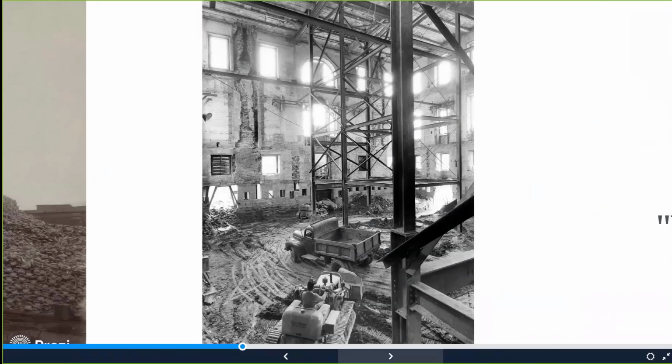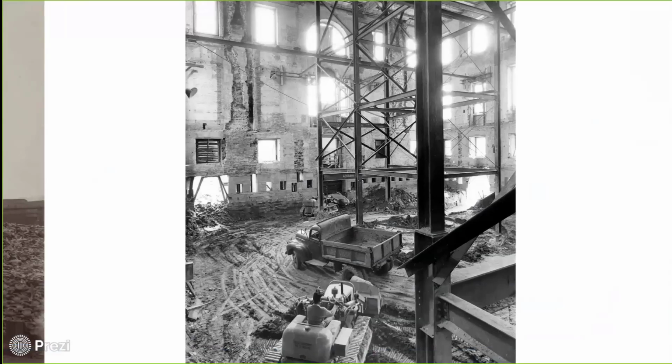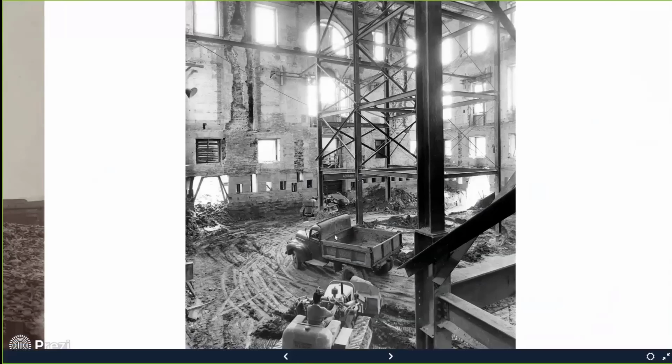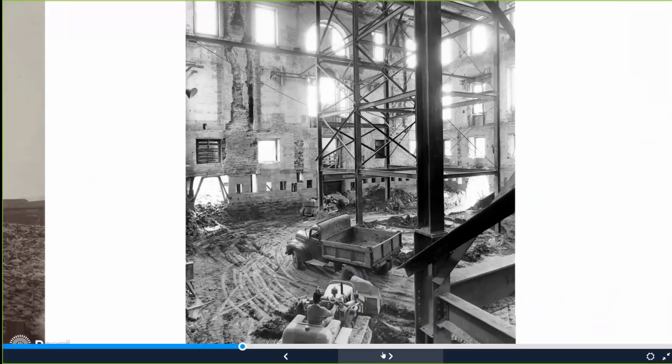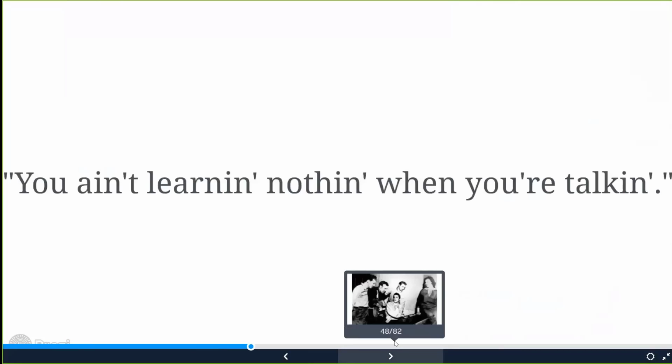Where do you think this is? This is easy. 1946, 1948. This is the White House. That was inside the White House when they renovated it. That's why Truman had to stay at the Blair House. They actually had a dump truck inside it. Kind of amazing. They actually gutted it, and if you drove by the White House, you saw the White House, thinking it was beautiful. That was what was inside. I never realized that. You ain't learning nothing when you're talking.